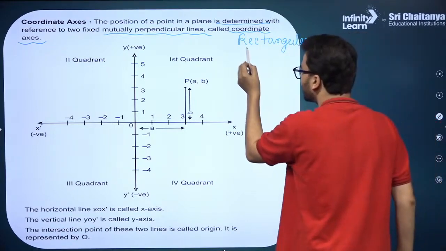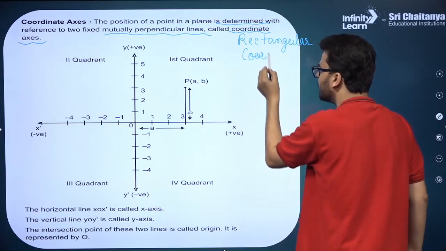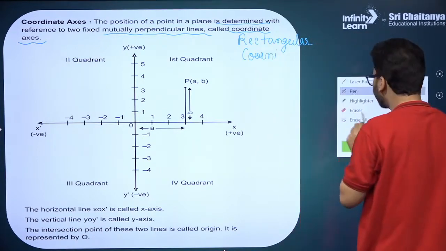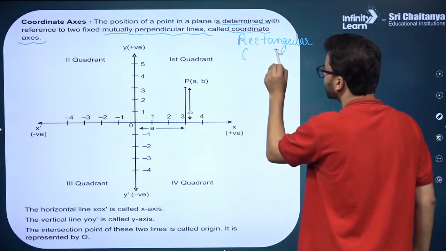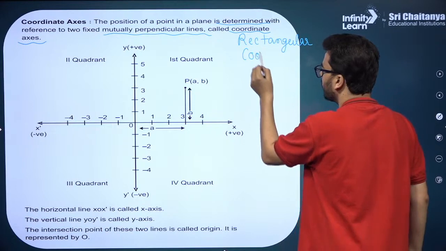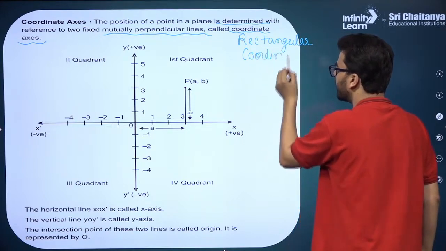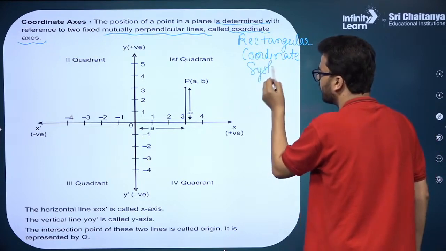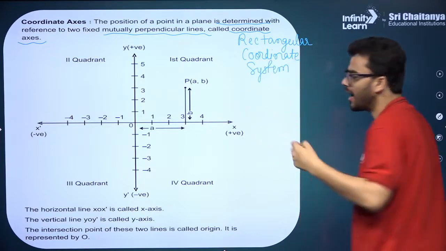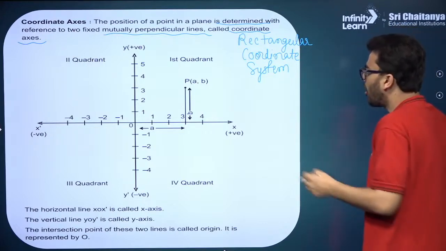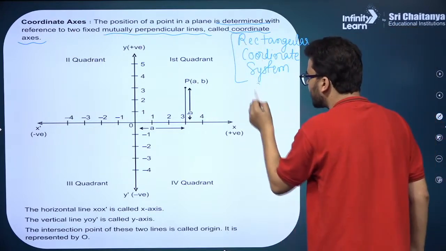So it's not that this is the only coordinate system. But up till grade 10 we study the rectangular coordinate system only. You got that? Up till grade 10 we do this only, right? Even and after that you will be studying something called polar coordinates and all that. Or this is also known as Cartesian coordinate system.